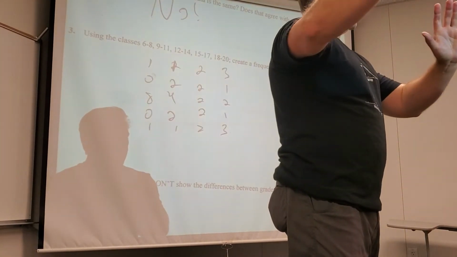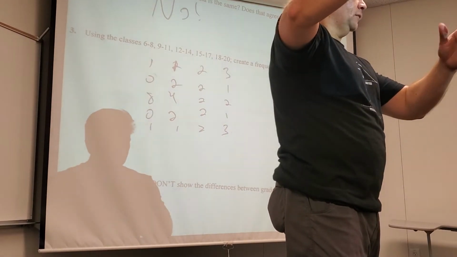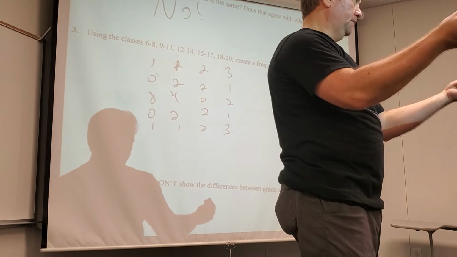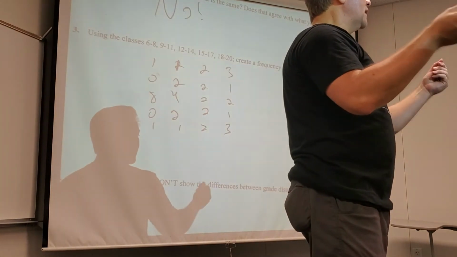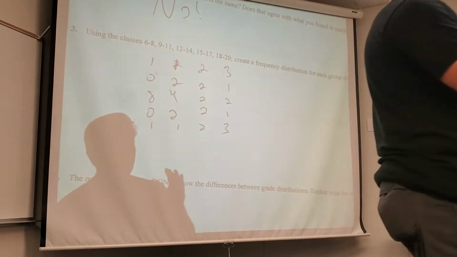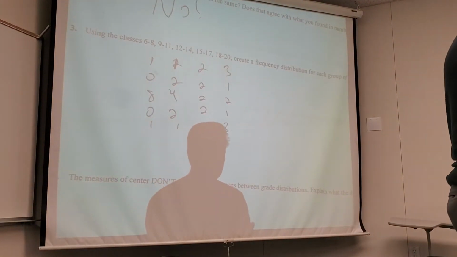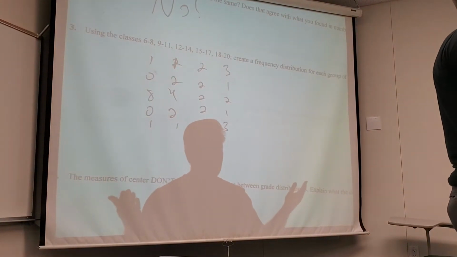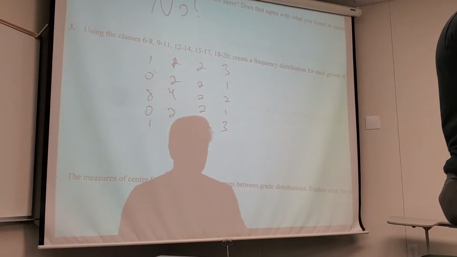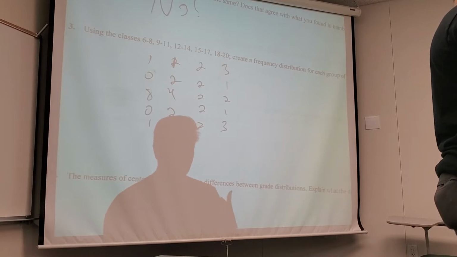So the one instructor gives from B to D, and another instructor gives from A to F. They both average a C. So the only difference then is in the spread of data. If I just told you they both give a C average to students, that's not going to help you make a decision. Can anybody tell me which one would you pick? The B through D or the A through F?